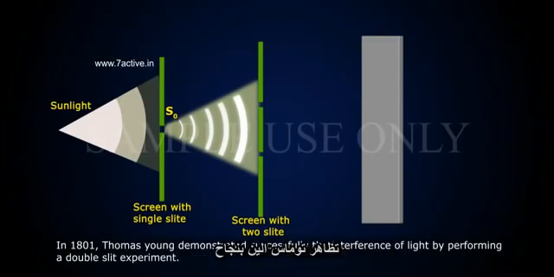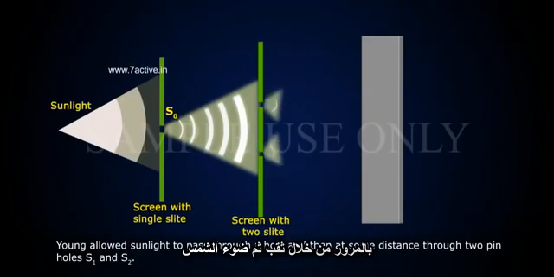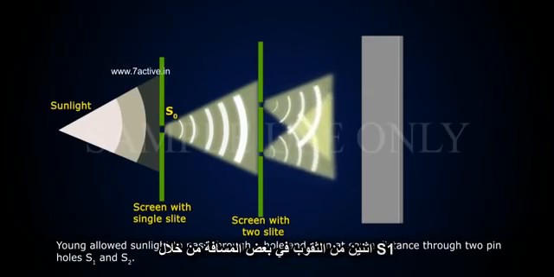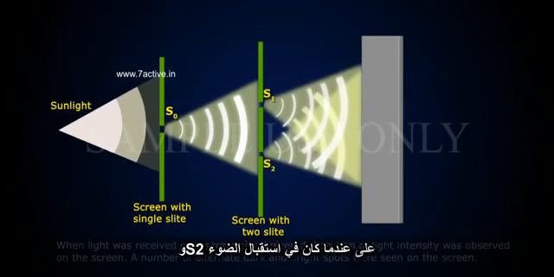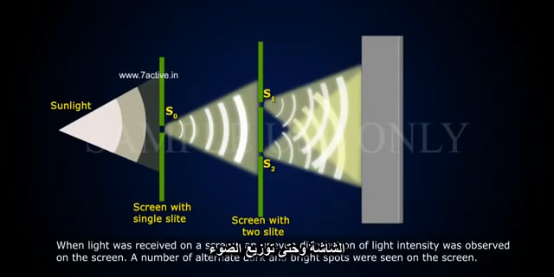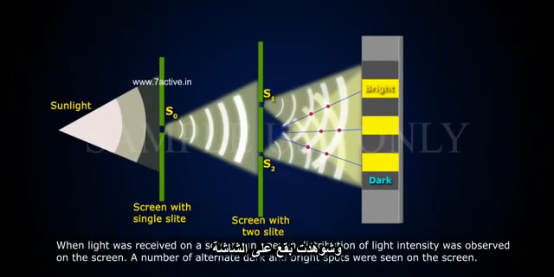In 1801, Thomas Young demonstrated successfully the interference of light by performing a double-slit experiment. Young allowed sunlight to pass through a hole and then, at some distance, through two pinholes, S1 and S2. When light was received on a screen, an uneven distribution of light intensity was observed on the screen. A number of alternate dark and bright spots were seen on the screen.